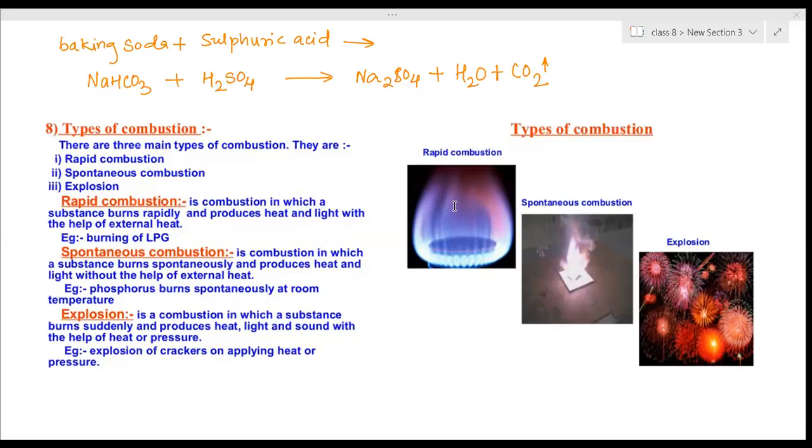So the matchstick has to be rubbed over the surface of the matchbox. Due to friction, the heat energy is enough for the burning, and then automatically it will start burning after that, but it needs the rubbing on the surface. So this kind of combustion is called rapid combustion.